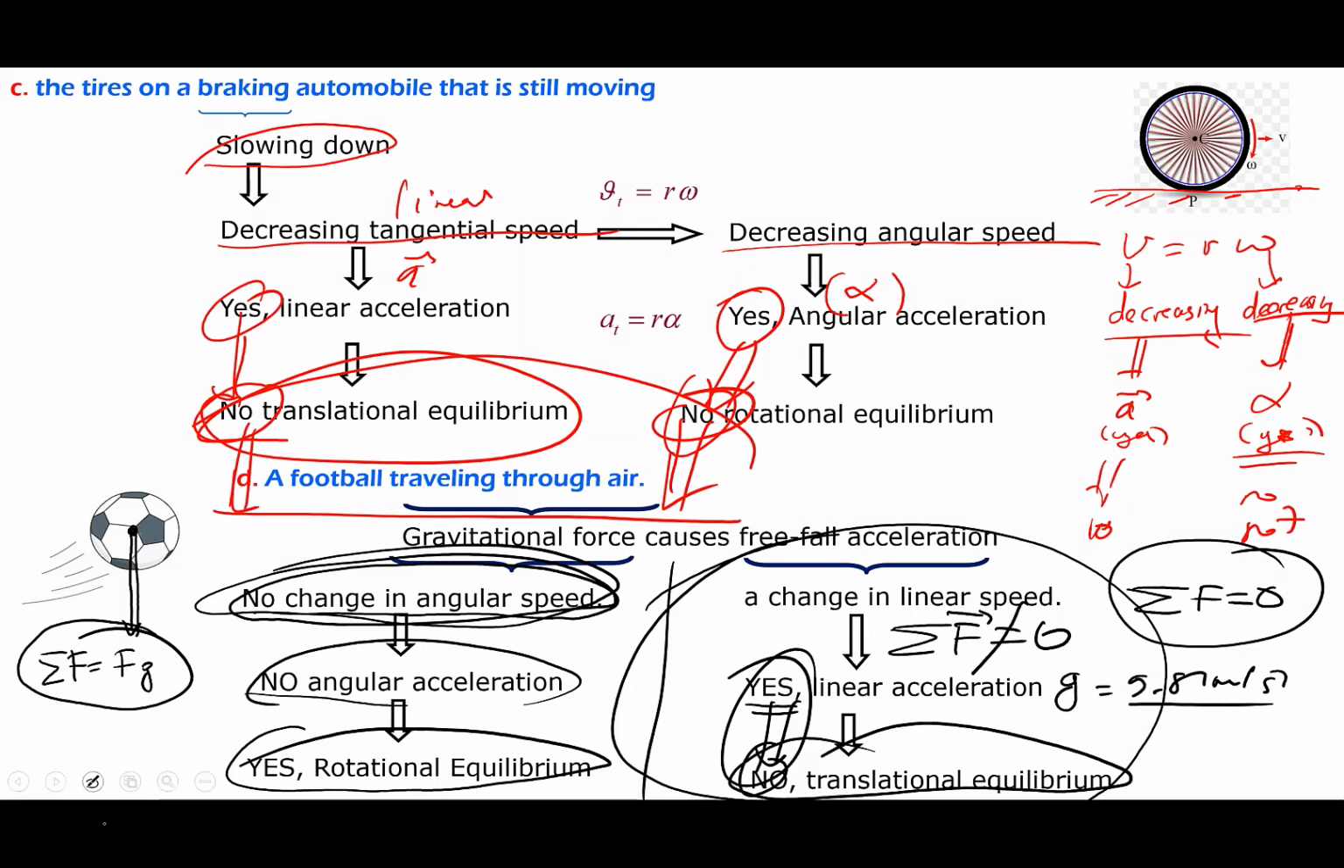Yes, rotational equilibrium. So then you can say that if you throw an object into the air, it can be a ball, a pan, or any object in air, translational equilibrium does not exist because there is a net force acting on this object, but rotational equilibrium exists because gravitational force cannot speed up or slow down the rotation of an object.